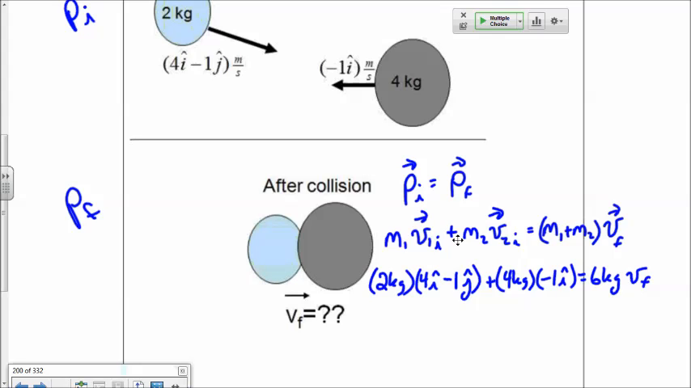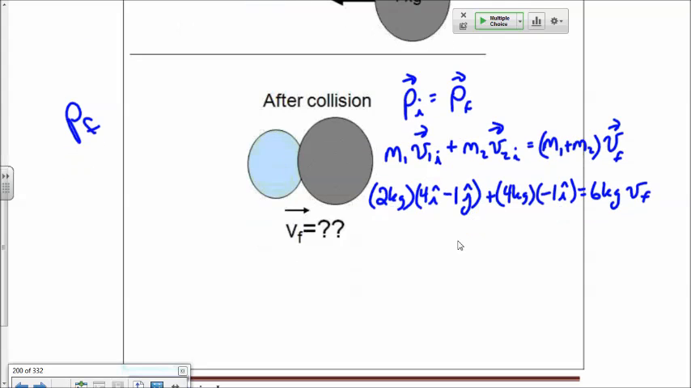Anybody have VF yet? Is it 2/3 I minus 1/3 J? 2/3 I minus 1/3 J. Is that right? Everybody else agree? Yeah. Okay, so let's see.